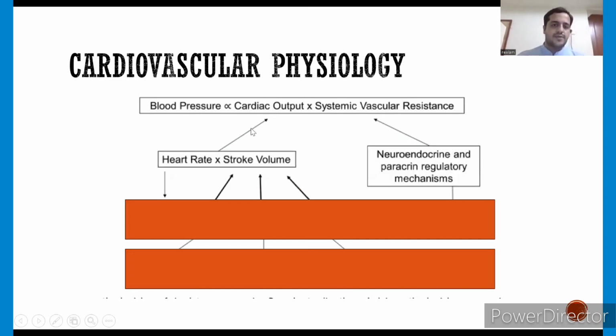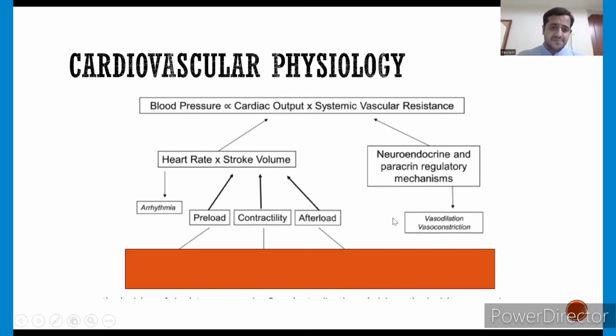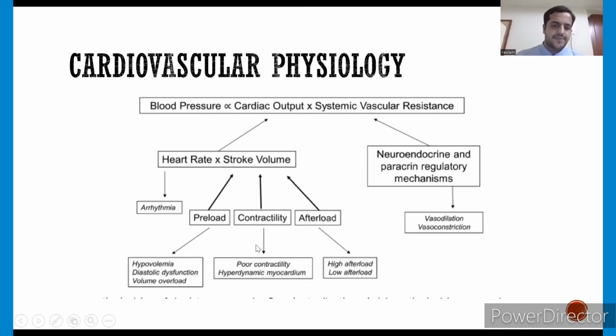Okay, so again, your cardiac output, as I said before, is a product of heart rate and stroke volume, and your systemic vascular resistance depends upon various neuroendocrine and paracrine regulatory mechanisms. And again, we have read in physiology that your stroke volume depends on three things, that is your preload, afterload, and the cardiac contractility. Okay. So the last column just shows the abnormalities which may affect each of these, right?